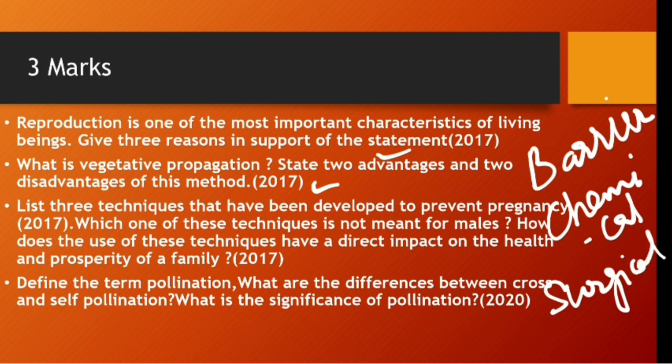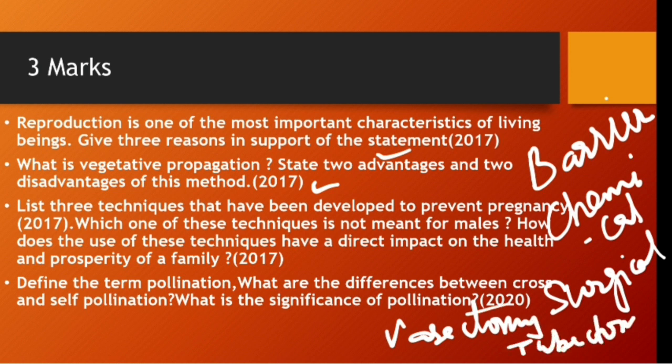So in surgical, as you all know, we have 2 methods. One is vasectomy and the other one is tubectomy, right? So tubectomy is performed in the females. They cut the fallopian tube and tie it, and vasectomy is performed in the males, right? So which one of these techniques is not meant for males? The tubectomy is a surgical method which is not meant for males, and the chemical method, the usage of contraceptive pills, and usage of copper T, all these methods are not meant for males. They are meant only for the females.